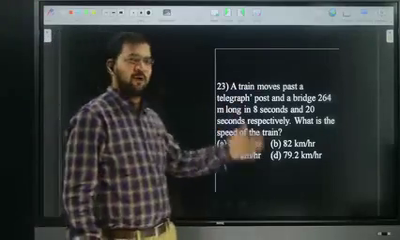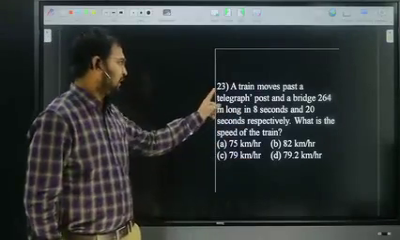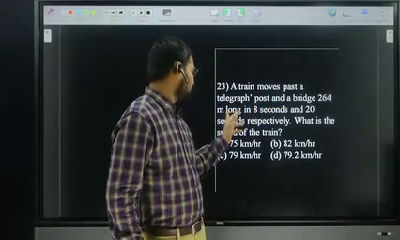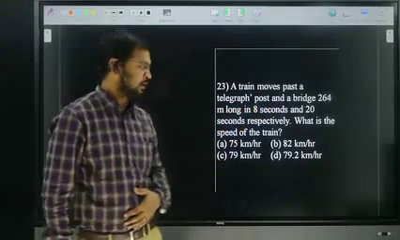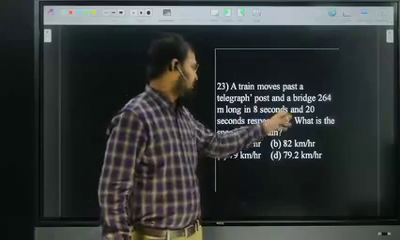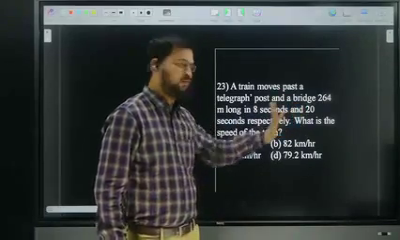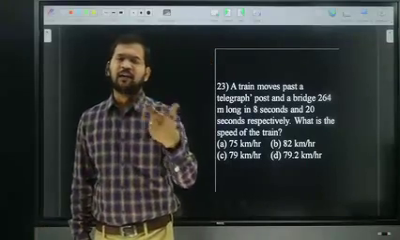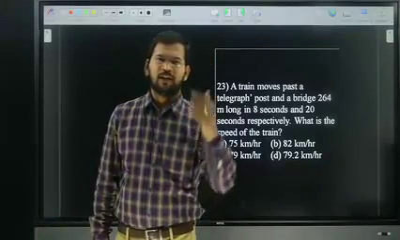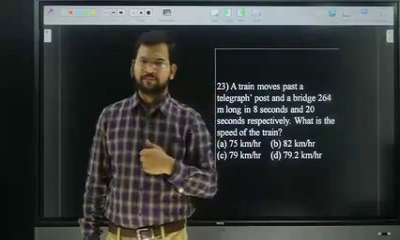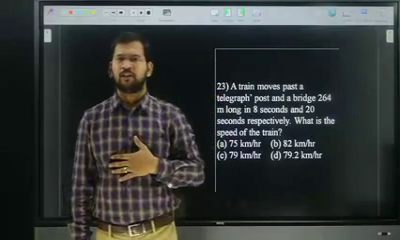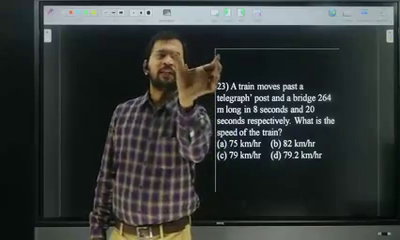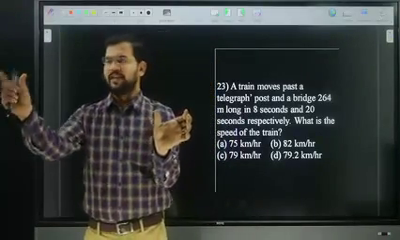Look at me, I will explain orally first. Here two statements are there. A train moves past a telegraph post and a bridge 264 meters long in 8 seconds and 20 seconds respectively. Telegraph post in 8 seconds, bridge of 264 meters in 20 seconds. Whenever a train crosses a telegraph post, time is nothing but distance by speed: length of the train by speed of the train is equal to 8 seconds.